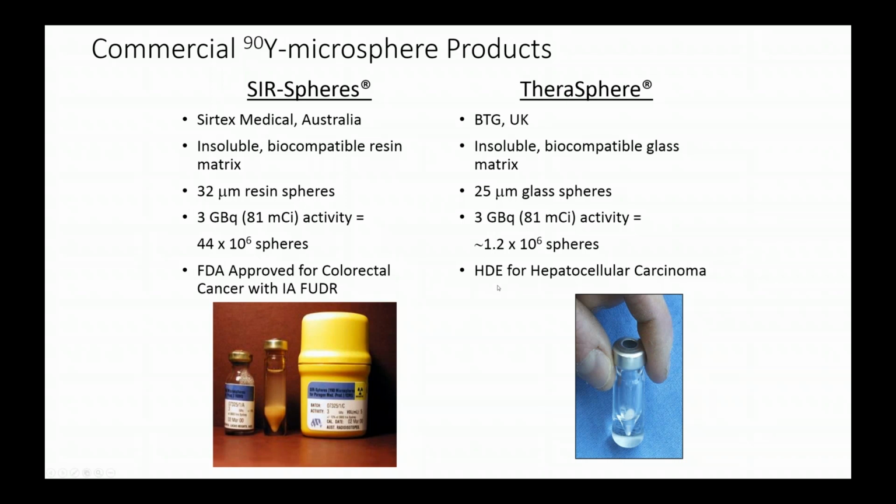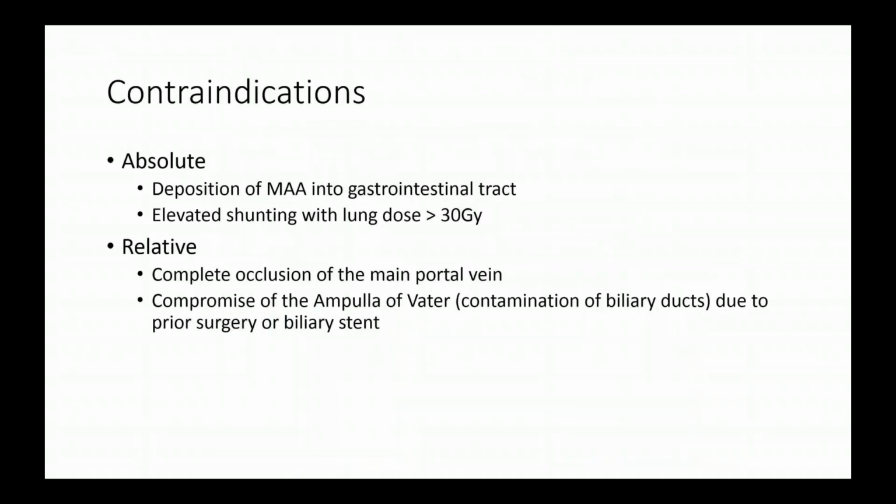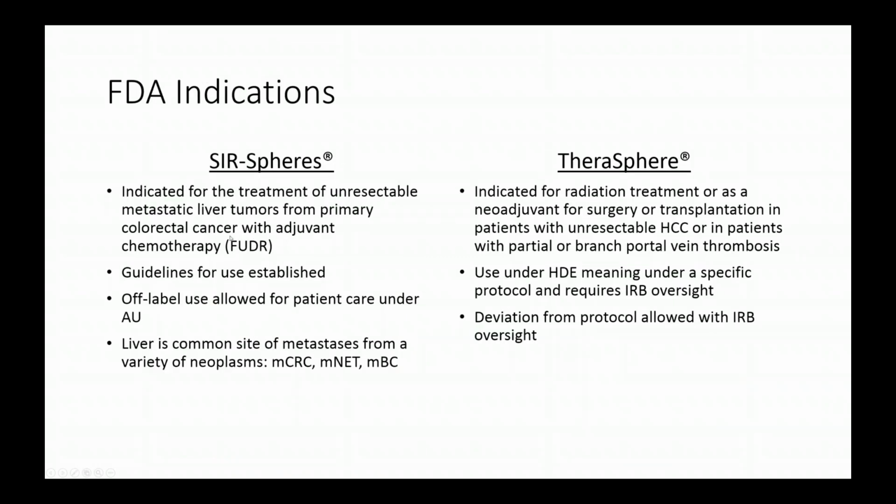And TheraSpheres in the U.S. has a humanitarian device exemption, which is a very special exemption for orphan products for orphan disease, for HCC. So this is the actual FDA indication for both devices. For SIR-Spheres, you can use it off-label as long as you tell the patient you're using it off-label. So even when you use it for colorectal cancer in the U.S., you're not giving adjuvant chemotherapy in general. You're not giving intra-arterial FUDR. So it's essentially always off-label use in the United States.